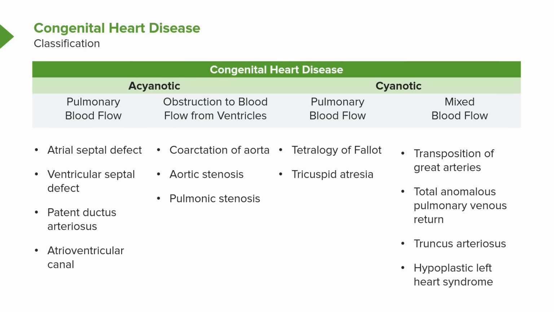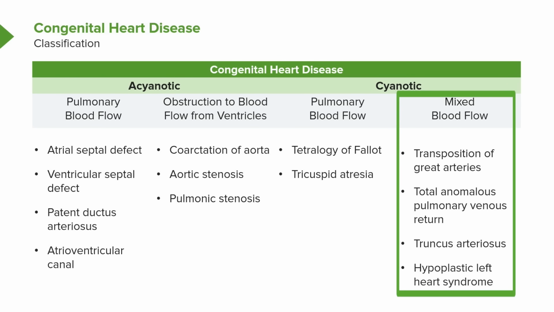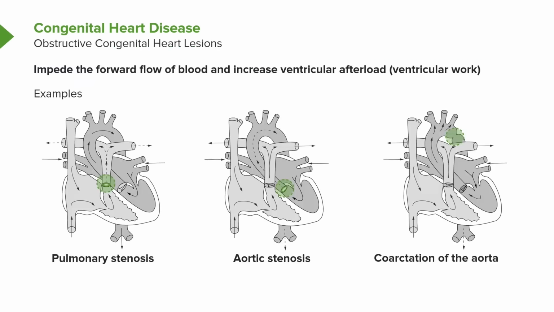And then there are a variety of rarer forms in the final column, transposition of the great arteries, where, as I said before, the aorta comes off of the right ventricle and the pulmonary artery comes off the left ventricle, and a number of lesser common things, truncus arteriosus. These are quite rare, but they're worth just mentioning as complex congenital heart disease that's almost always corrected in childhood, because otherwise they would be fatal in early childhood.